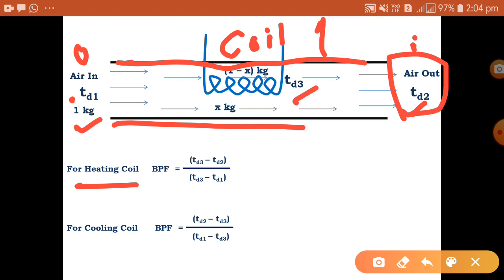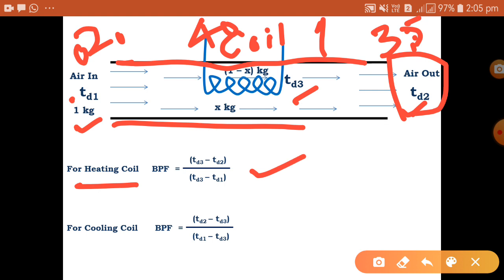So this outdoor temperature, let me say, is 20 degrees Celsius. This particular temperature, let me say, is 40 degrees Celsius, and this would be around, let me say, 35 degrees Celsius. Accordingly you can easily calculate the bypass factor. At the same time you may go for the cooling coil also, which would be used in summer air conditioning. Air in would be at the higher temperature, and the cooling coil temperature, that is the effective surface temperature of the coil, would be less. So again you will have to calculate the bypass factor.